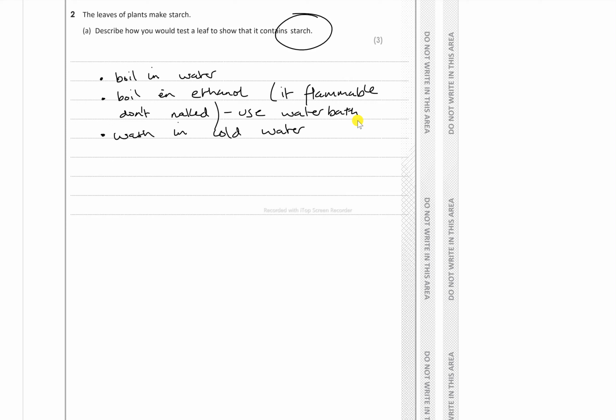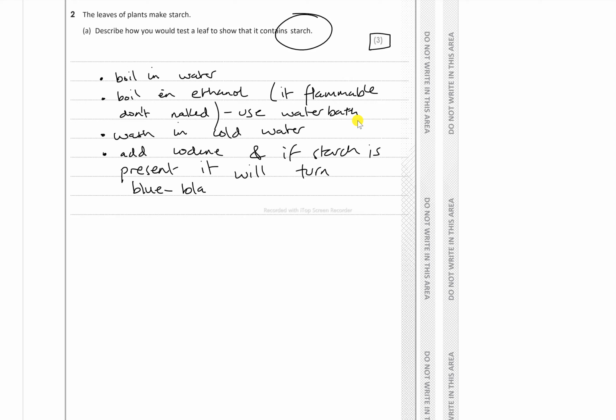Always add a few details. It's only a 3 marker, but there's no harm, because it stays fresh in your head whilst you're revising. Wash in cold water, add iodine, and if starch is present, it will turn, right, what color? Blue black or black blue? Blue black.